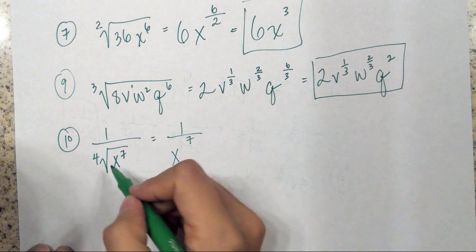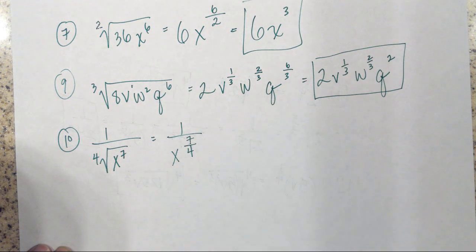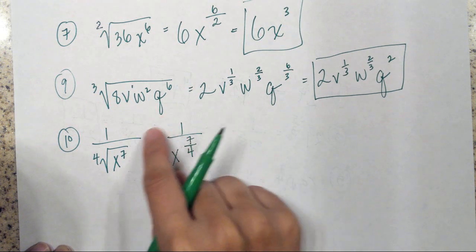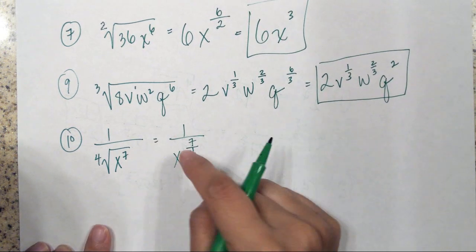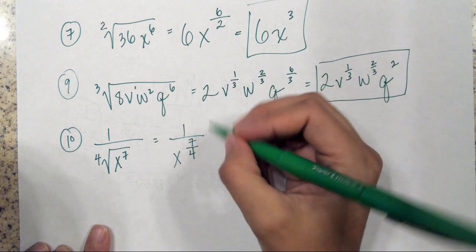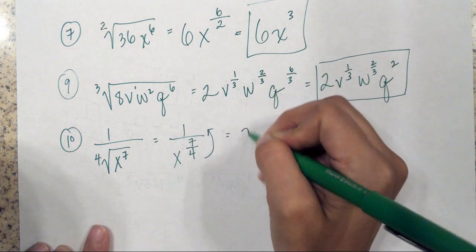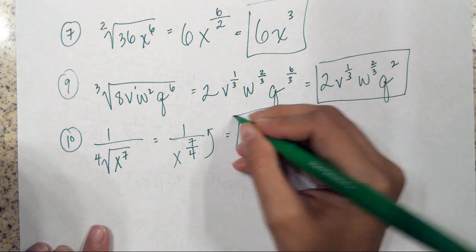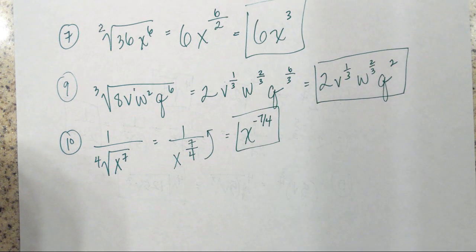And then who did you kick out? The 4, so they rank on the bottom. Kick them out of the house. So you have 1 over x to the 7/4 power. Now this is an exponential form. But if you want true exponential form, you want to move this guy back to the top. Even though we don't like having negative exponents, this is a true exponential form where you don't have the fraction. So you can leave your answer just like that.